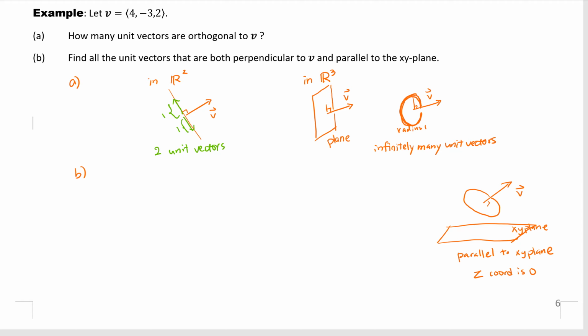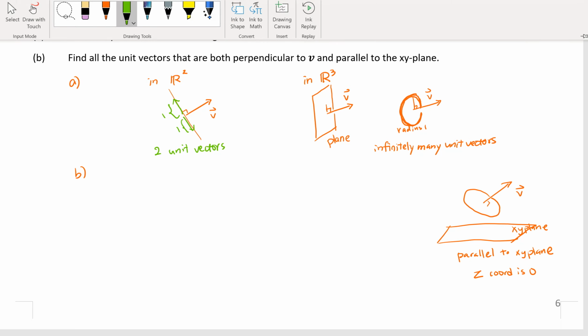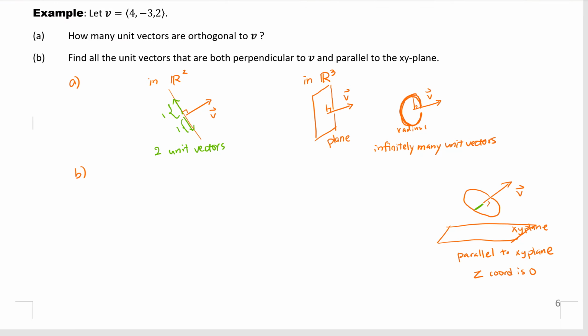So what are we looking for? Let me draw it. You want it parallel to this xy plane, so it could be this one, it could be this one. Let me draw it better. So it could be this one, it could be that one. So there should be two vectors that are orthogonal to v and also parallel to the xy plane.